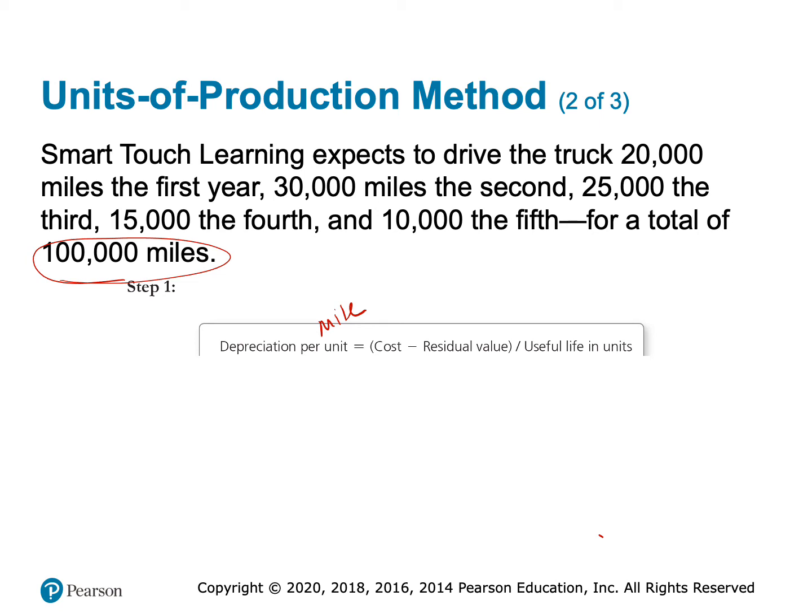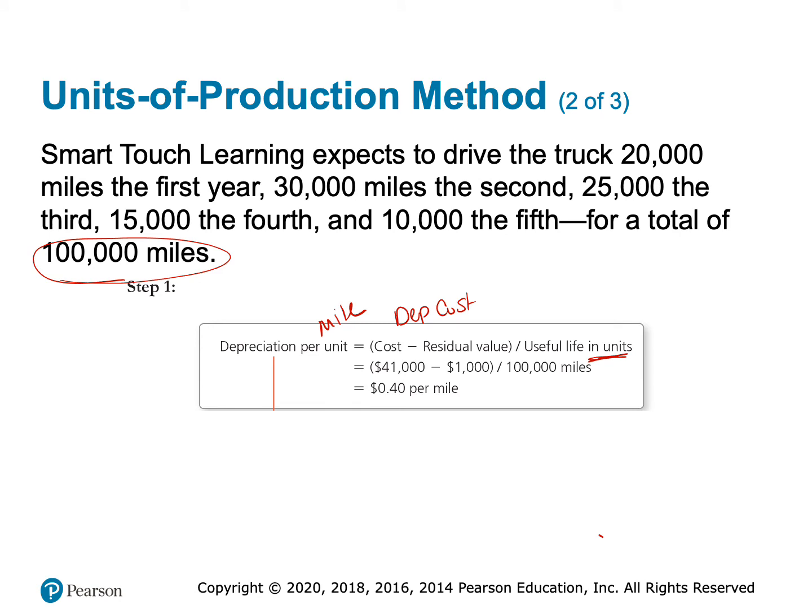So notice the formula. It's very similar to straight line. In fact, the numerator is exactly the same. It's your cost minus residual value, or the depreciable cost. But the denominator is useful life in that unit of measurement. So we won't use the 5 years, we'll use the 100,000 miles. So in our example, our depreciation is going to be 41,000 minus 1,000, or the numerator of 40,000, divided by 100,000 miles, so we're going to take 40 cents per mile.